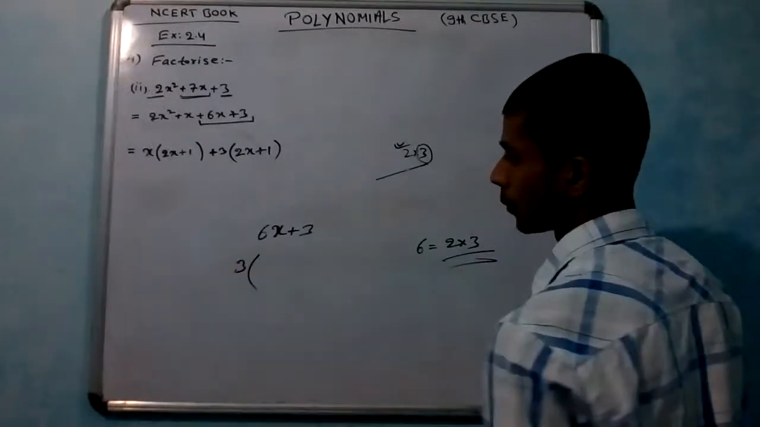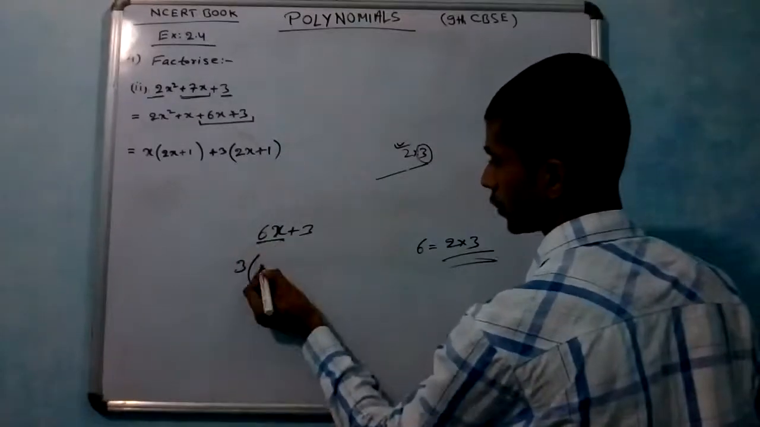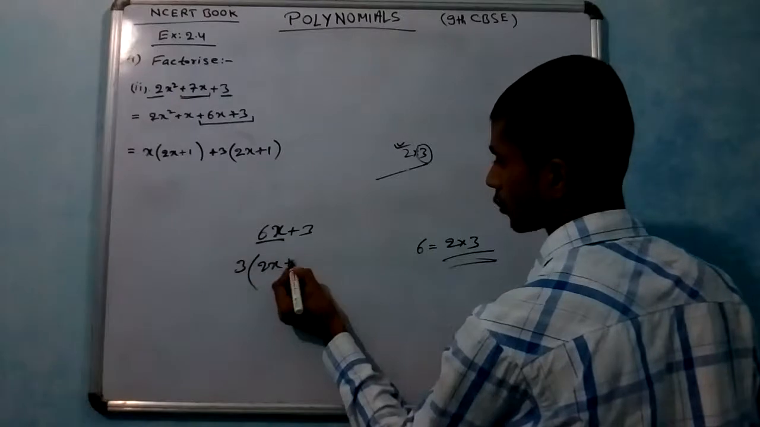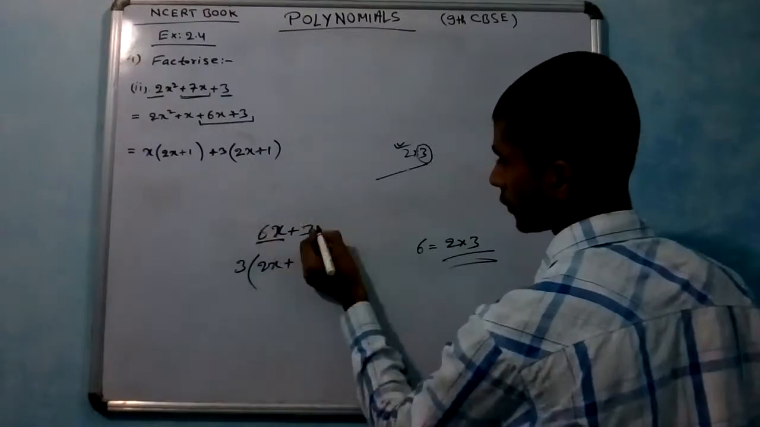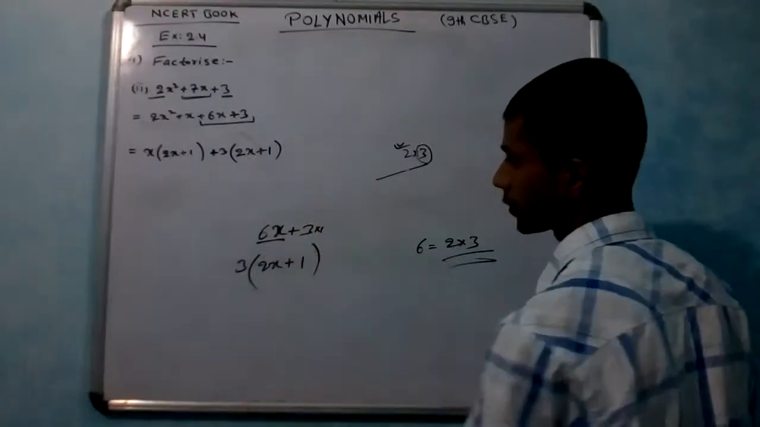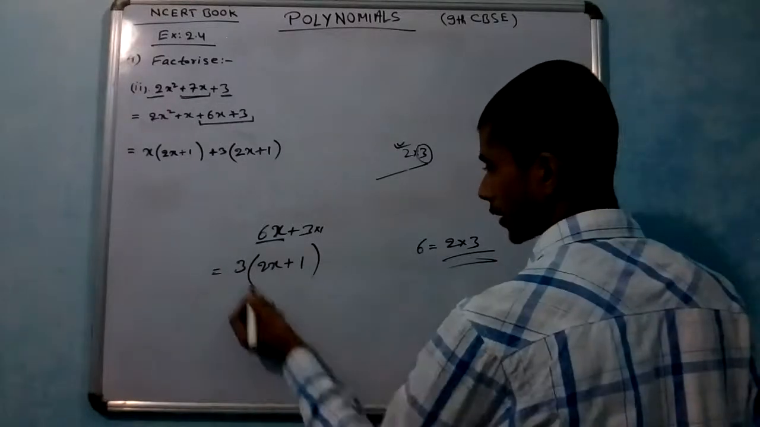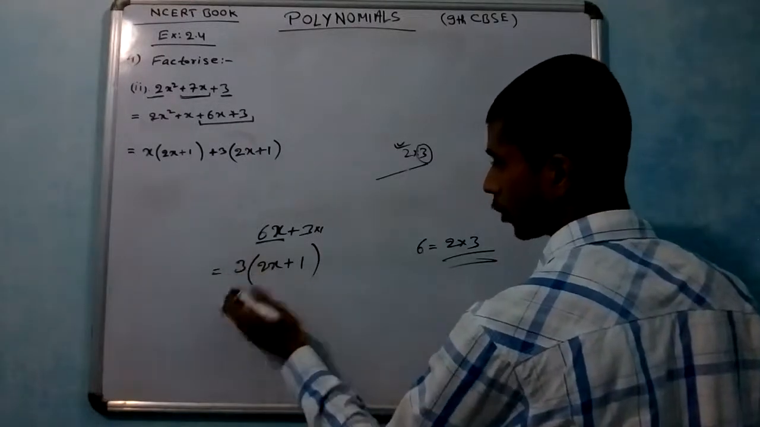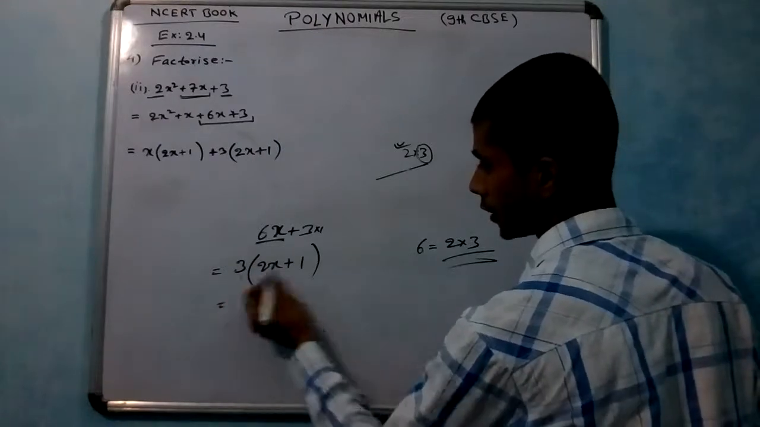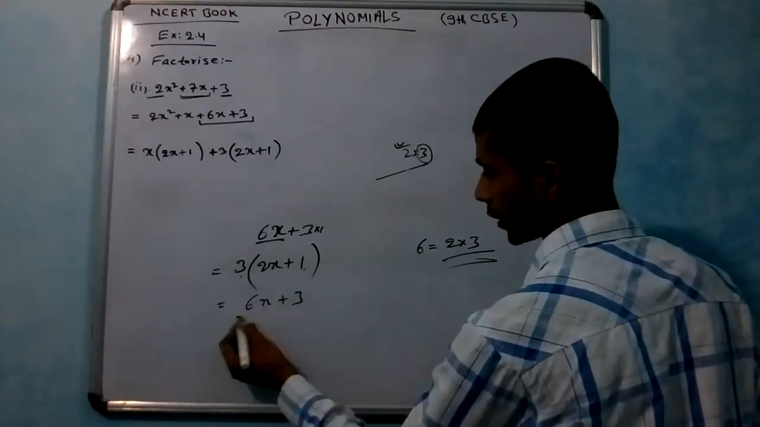You are taking the common part 6 outside. So what is left in this? 2x, and plus what is left here? 3 is taken outside, so what is left here? It was 3 into 1, so 1 is left. You open the bracket now and multiply. 3 into 2x is 6x, and 3 into 1 is 3. So again the same thing is coming.